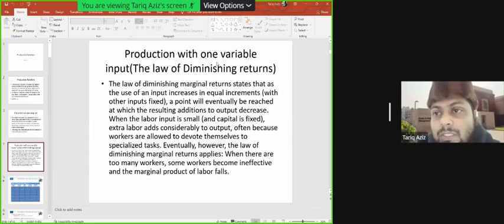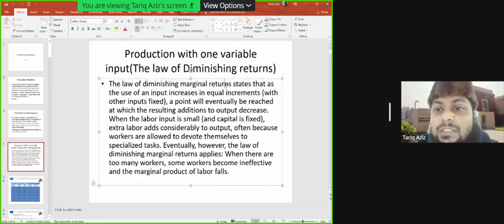So the relationship between input and output is not linear. First, total output will increase once we start increasing the labor. But after some time, the total output will become constant. And after a certain level, if we further increase the labor, the total output will start decreasing. This pattern of output is known as the law of diminishing returns.